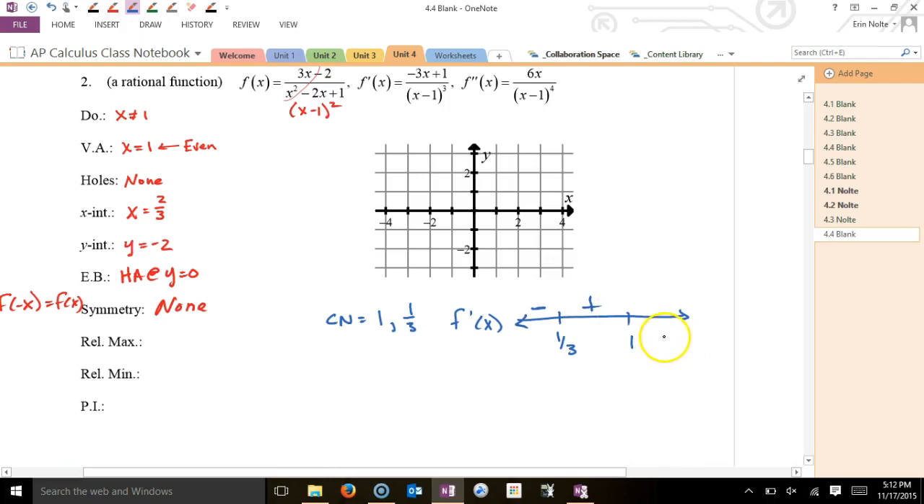And last interval, a value bigger than 1, so I have a 2. If I plug 2 in, I'm going to get negative 6 plus 1, which is a negative on the top. And on the bottom, I get a positive. Negative over a positive is a negative.